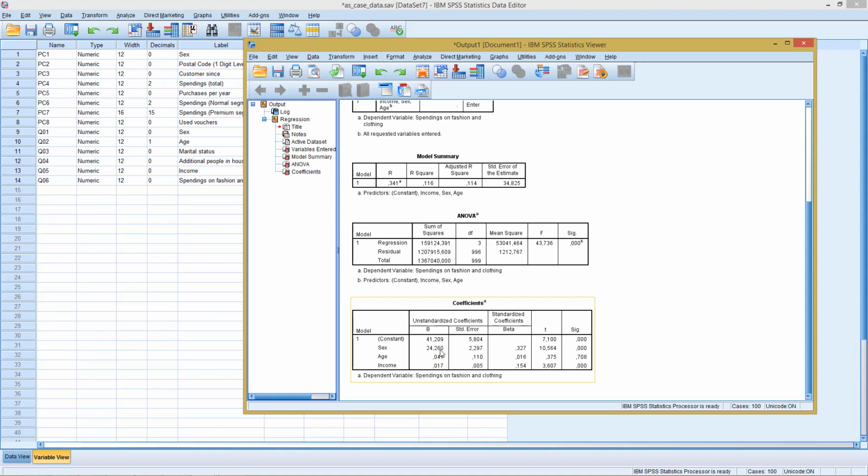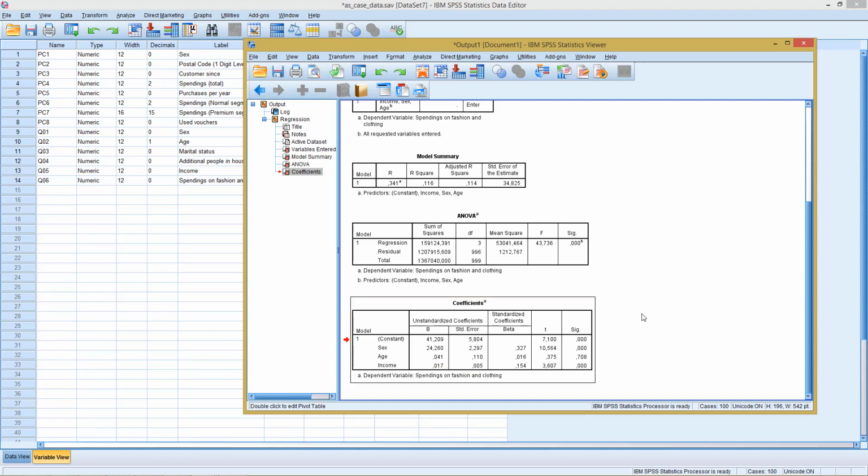So if we use a dummy variable, the coefficient can always be interpreted as the 1 category as compared to the baseline, as compared to the 0 category, is by this much larger, or if it were negative, by this much smaller than it would have been for the baseline category. So here women spend more on fashion and clothing than men.